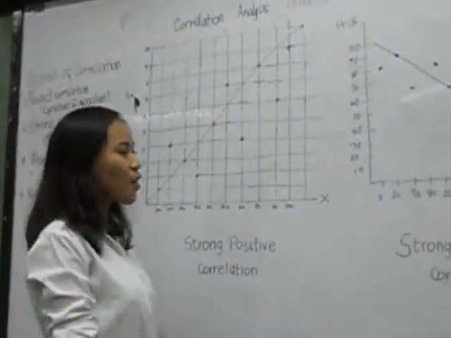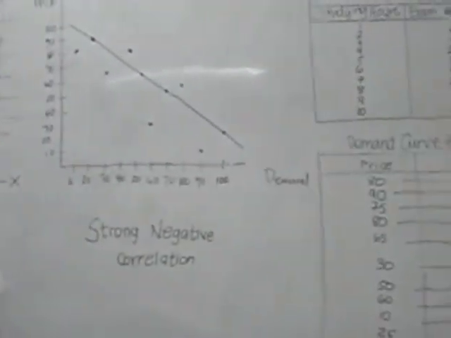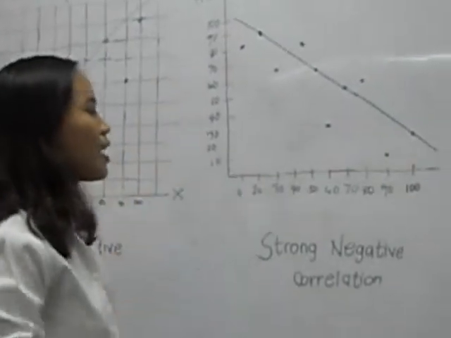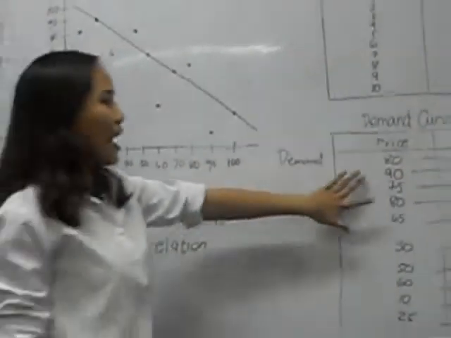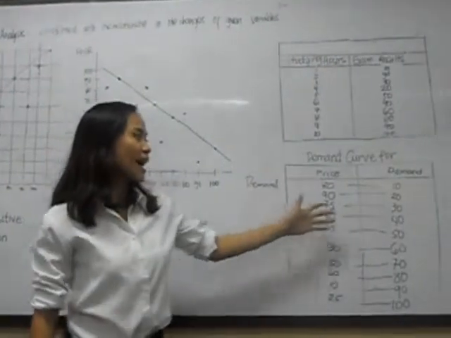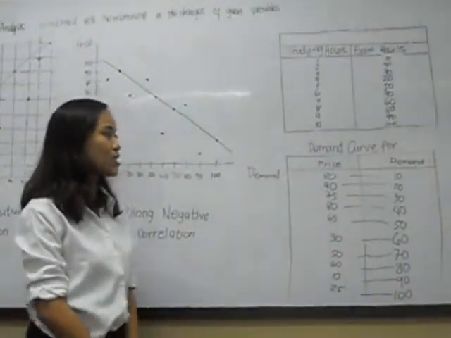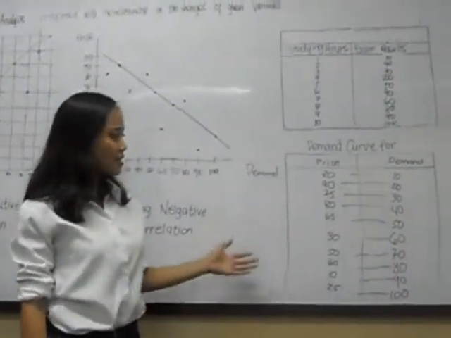And for strong negative correlation, my example is the demand curve for shawarmas. For the price of 80 pesos, I get 10 customers. For the price of 90 pesos, I have 20 customers. For the price of 75 pesos, I get 30 customers. For the price of 80 pesos, I get 40 customers. For 65, 50 customers. For 30, 60 customers.